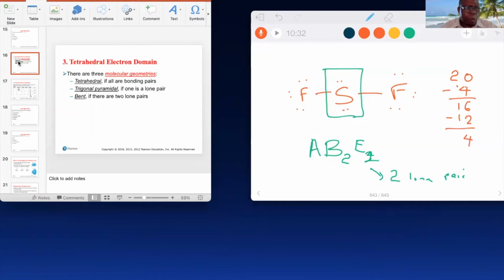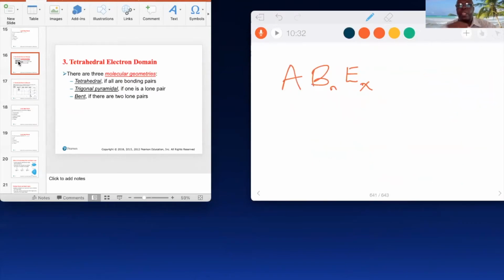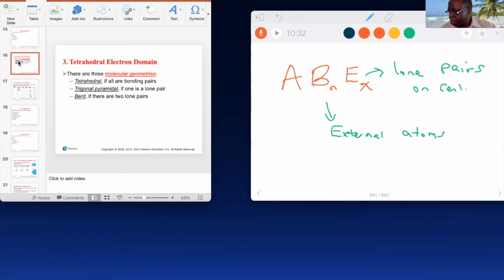Now, you had a question about slide 15, and I was almost starting there. You do the same thing for tetrahedral all the way to octahedral. The point here is, are you able to interpret this formula on the whiteboard? Remember, this stands for external atoms, and these are lone pairs on the central atom.